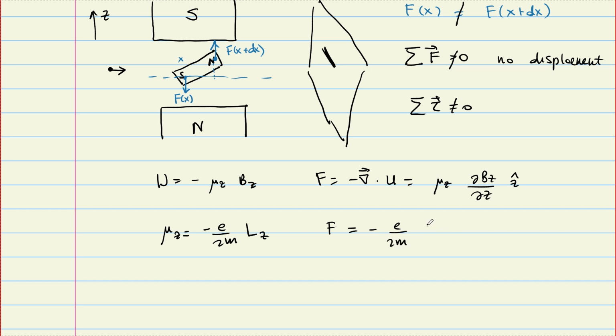2m Lz del Bz del z, and it's going to be along the z direction if I'm using vectors. But for Lz, I'm going to use ml times h bar, because that's the quantum mechanical eigenvalue. And the problem has the symmetry, so I'm going to use minus e over 2m. So this is ml h bar del Bz del z z-hat.